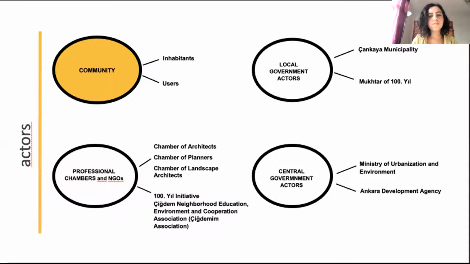I would skip these very long parts, but in the end, in order to have a more participatory scenario, we thought we have to come together as different actors. So we tried to reach different types of actors in the field: the community itself, both different types of inhabitants and also users, and local government actors. All of these actors, by the way, were included throughout the 2 years of the project. So the local municipality and the representative of the neighborhood, we call it muhtar in Turkish, and then some central government actors like ministries and development agencies, and of course some NGOs and professional chambers who are already active in the site.